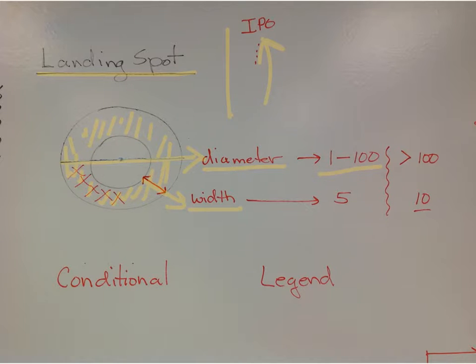If the diameter is between 1 and 100 feet, the width is going to be 5. If it's greater than 100, the width has to be 10. When it gets bigger, we're going to make the width bigger. So we're going to need to use a conditional. We're going to bypass the legend to save some time.